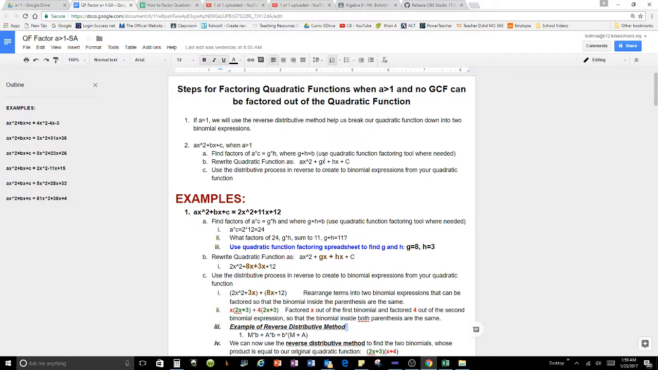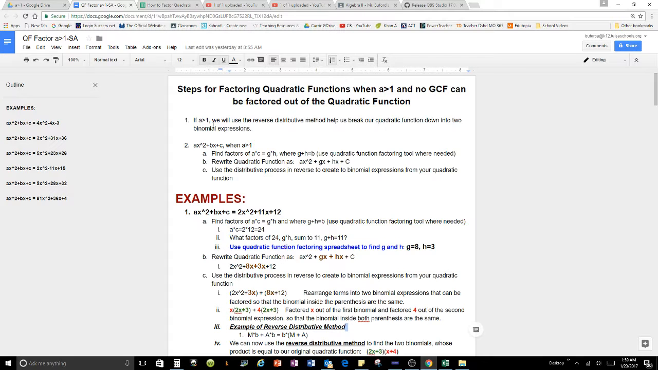And once it's grouped differently, then we can pull some things out of the equation, which will allow us to do a reverse distributive method that will basically give us the two binomial expressions that we want, which is sort of like factoring our original quadratic function. So let's jump into this and sort of see what this means.